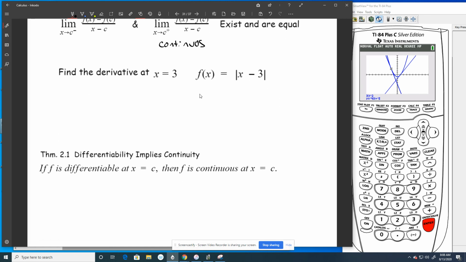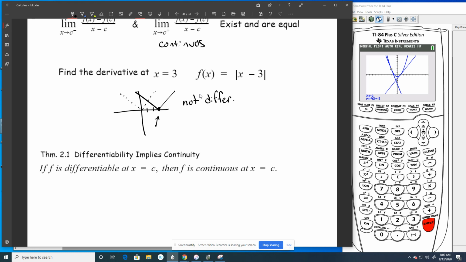For example, find the derivative at x equals 3 of this function. Well, if I graph that function, this is just the absolute value function, but it's not just the absolute value of x, it's the absolute value of x minus 3. So I'm actually shifting to the right 3. So when x is equal to 3, I've got a point right here, which means it is not differentiable. Okay? We can't find a derivative at that point. Even though it's continuous, we can't find a derivative. So that's where you need to be careful.